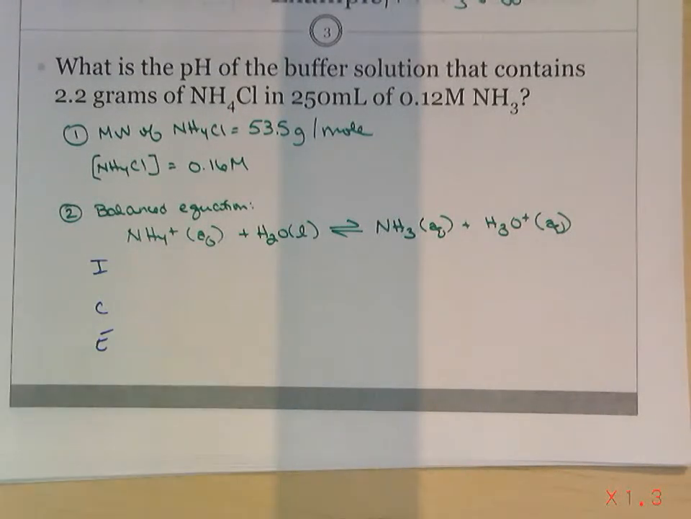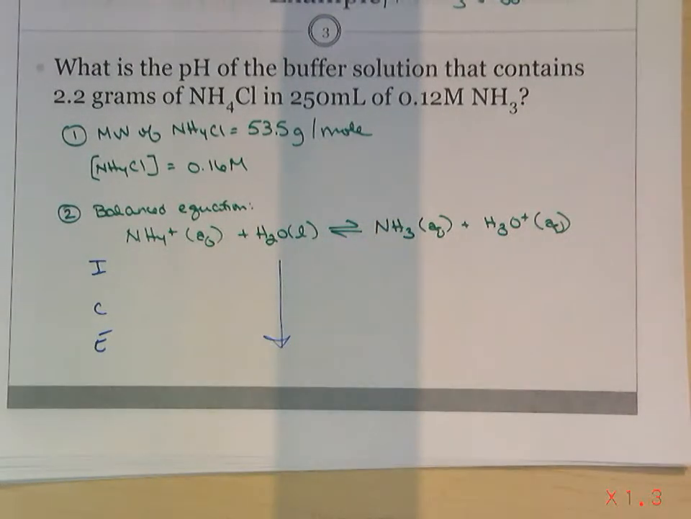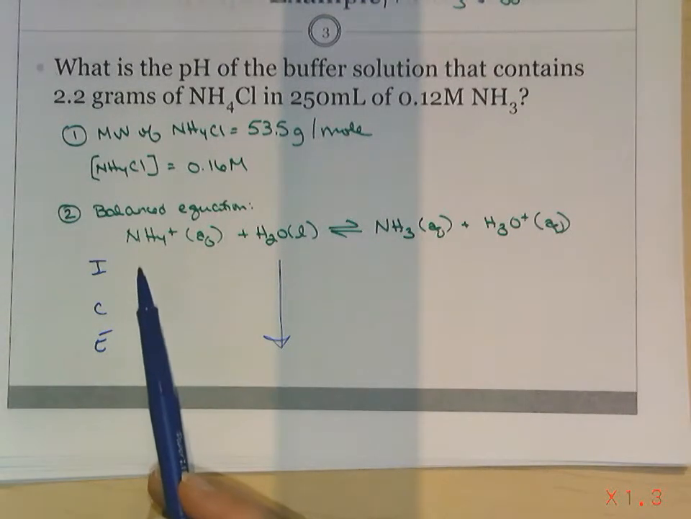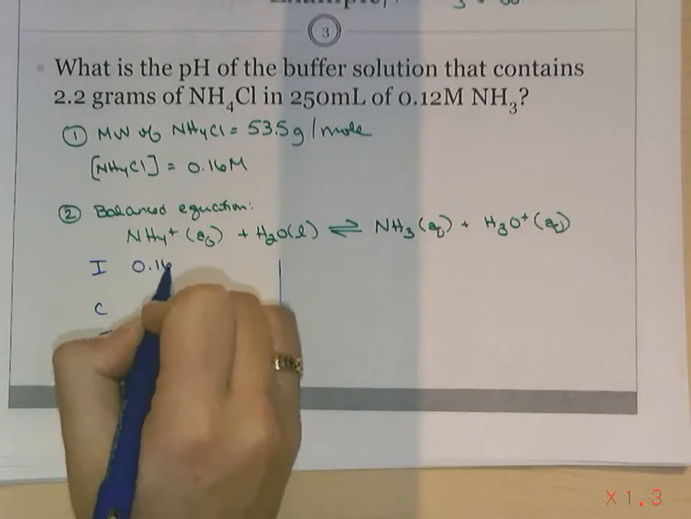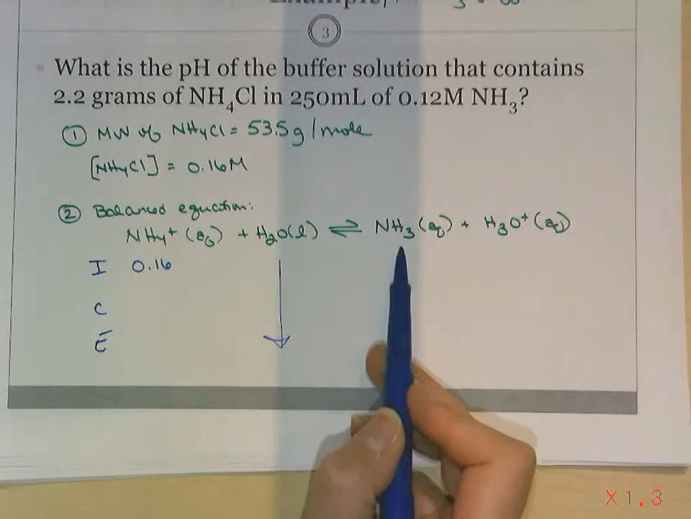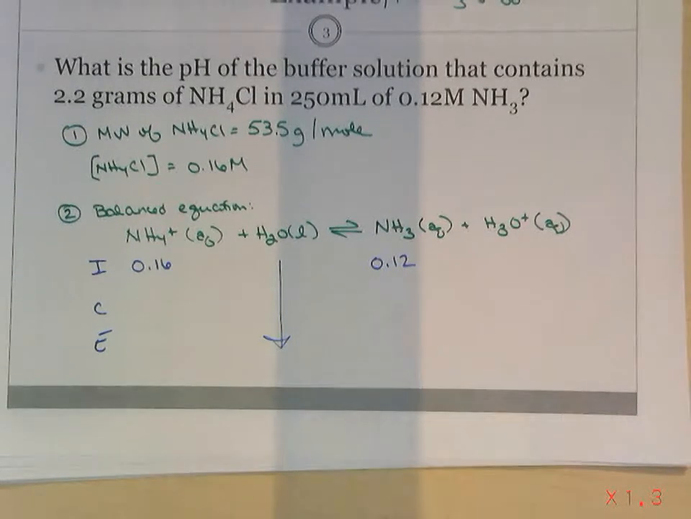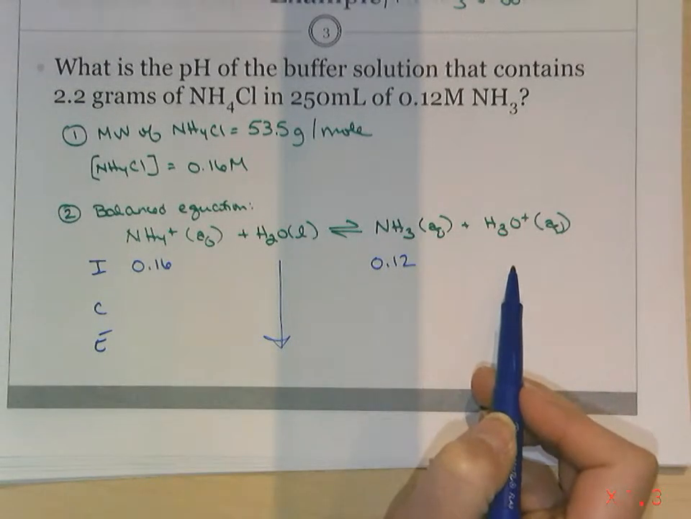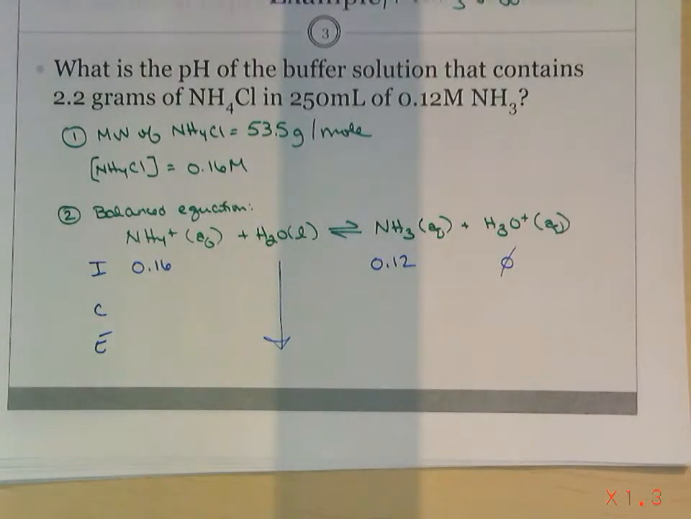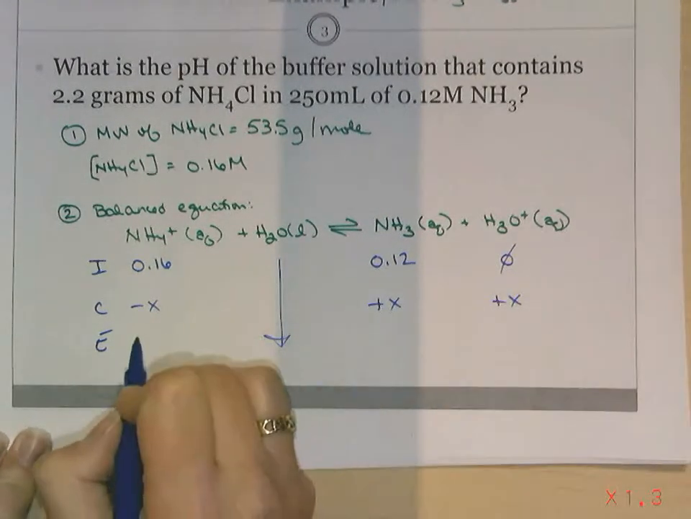All right, so now I'm ready to set up my ice chart. Water's just our regular guy, like always. How much initial ammonium do I have? All right, that's the number we just calculated. How much initial ammonia do we have? How much initial of this do I have? Right, as far as we know, 0. So we're going to do the same thing, right? We're going to lose 1x, we're going to gain an x, so at equilibrium, we're at this.